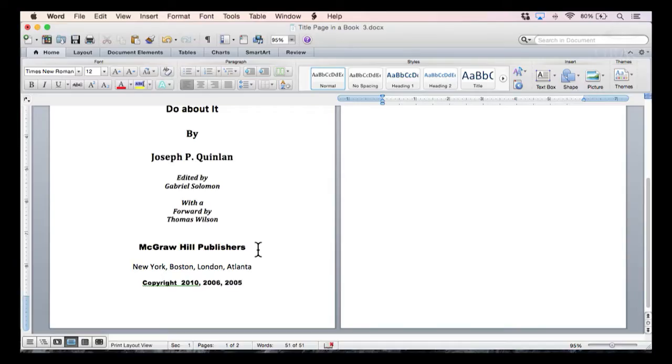McGraw-Hill Publishers. The publisher is usually cited at the bottom of the page, and it's frequently in big print. Sometimes it has a logo of some kind that is their logo. McGraw-Hill Publishers is listed right here, and beneath it we find where the book was published.